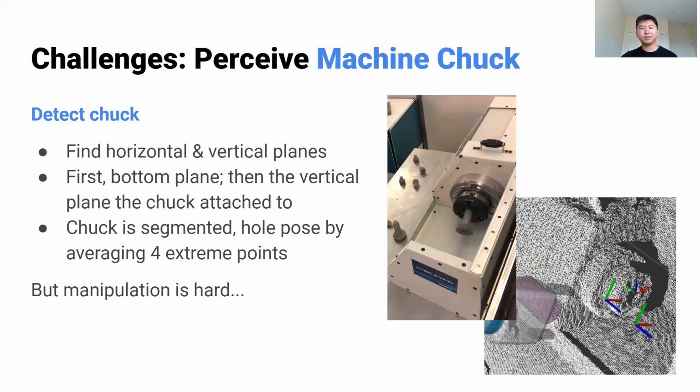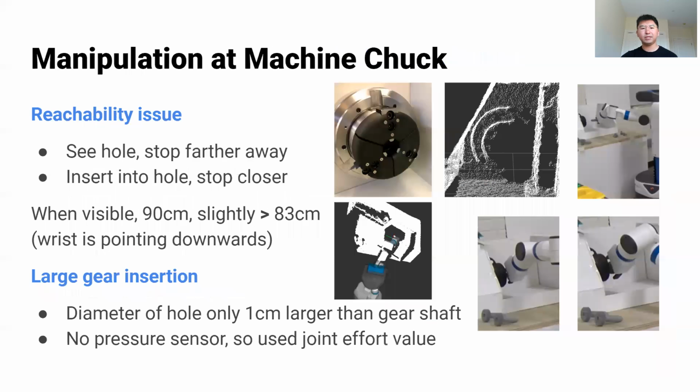Before the robot grasps the large gear, the robot will need to know where the hole is for the insertion. To find the position, we look for horizontal and vertical planes. We first find the bottom plane of the machine, and then the vertical plane the chuck is attached to. Once the chuck is segmented, we found the pose of the hole by averaging the four corners of the rightmost plane. However, the hard part was manipulation.